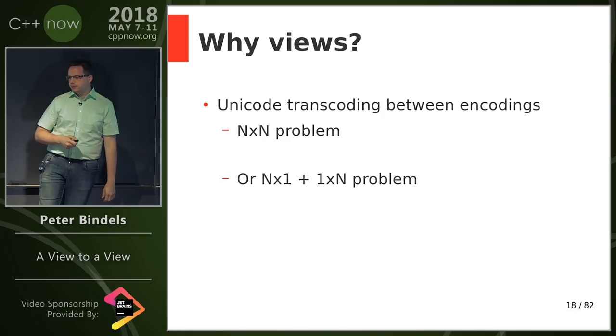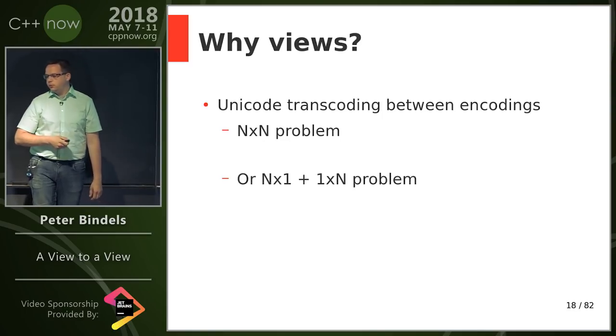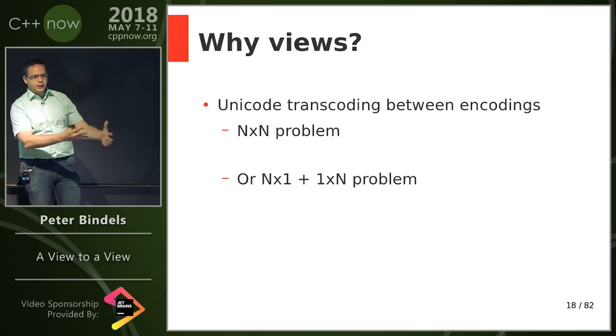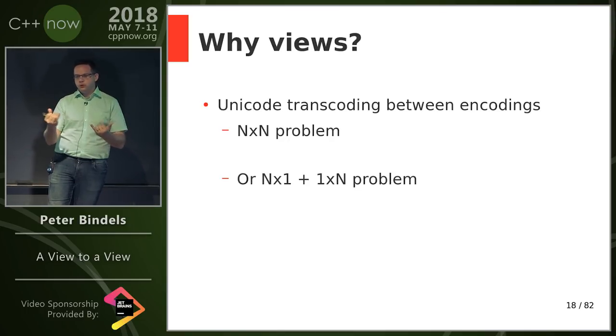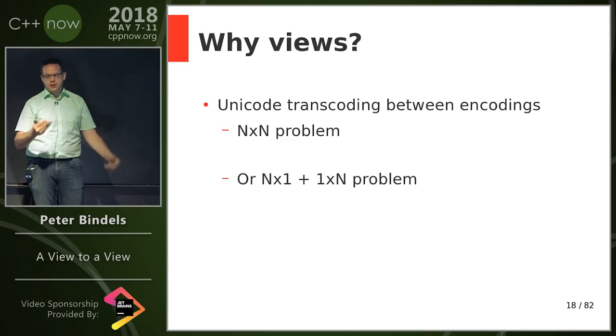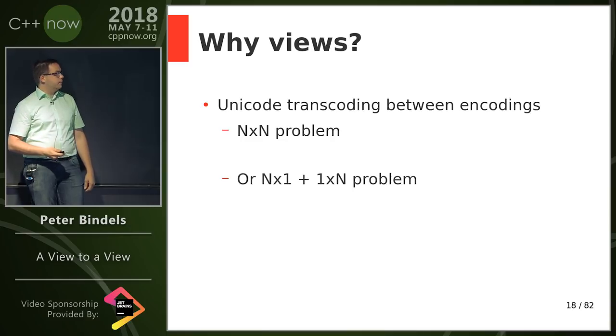But if I make this a view, and I take the Unicode reading as one half of it and Unicode writing as the other, I can take any reader and any writer and reduce it to a linear problem. So adding any encoding becomes two things, if I'm using views.